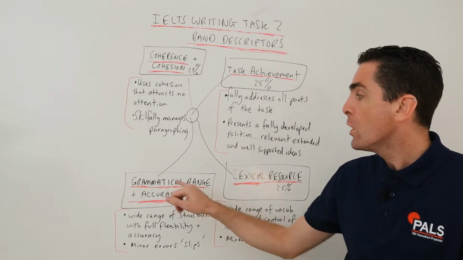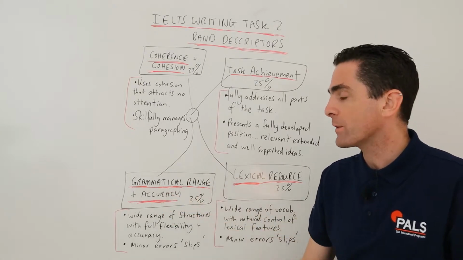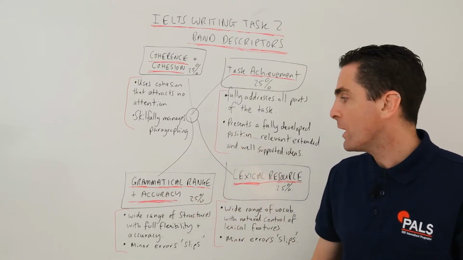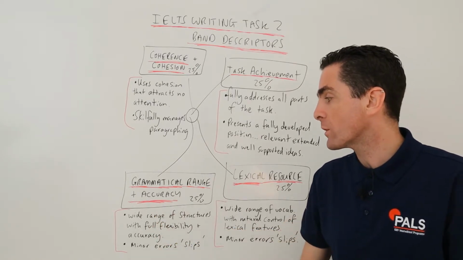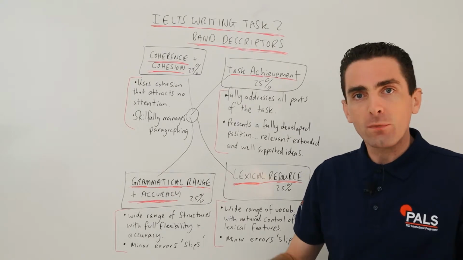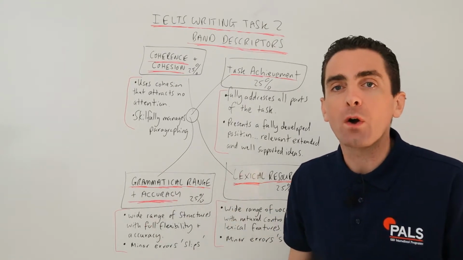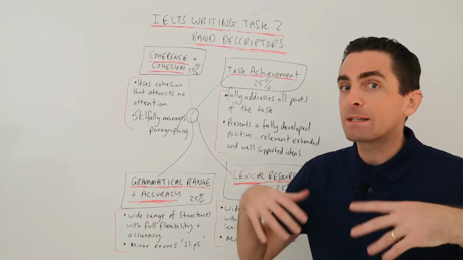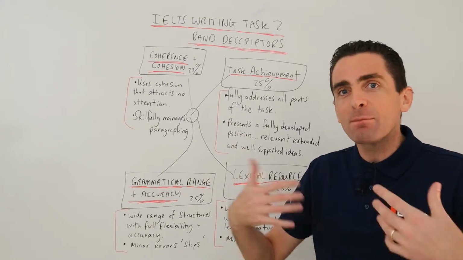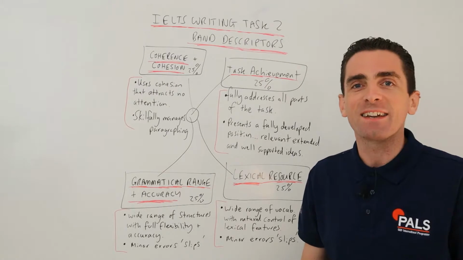So moving on, grammatical range and accuracy, 25% again. To get a band 9, you have to use a wide range of structures with full flexibility and accuracy. Now, later in the course, we'll be talking about how to spice up your writing. I like using this word spice when I talk about writing. Give it a bit more spice, make it more interesting, okay?